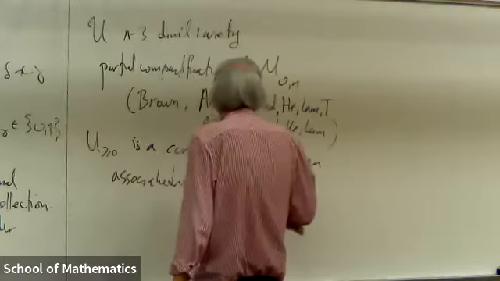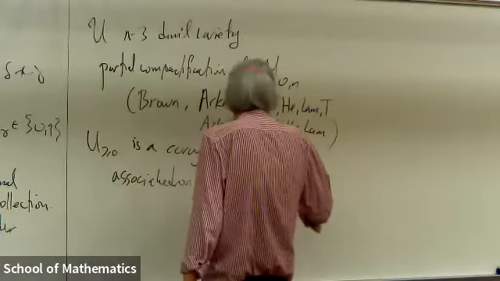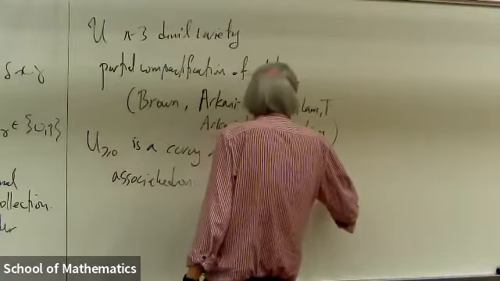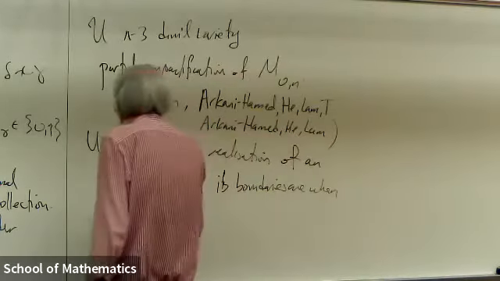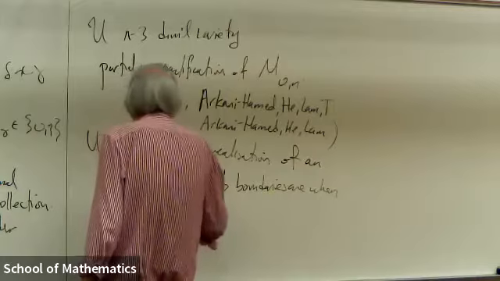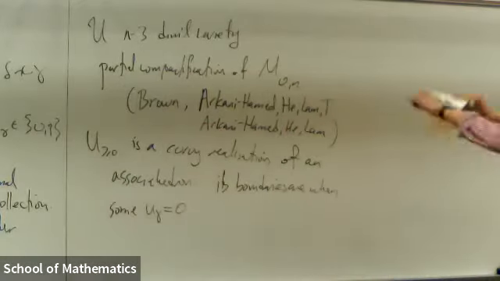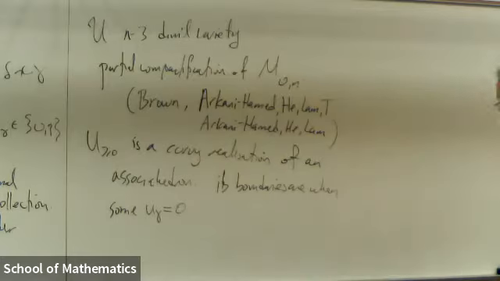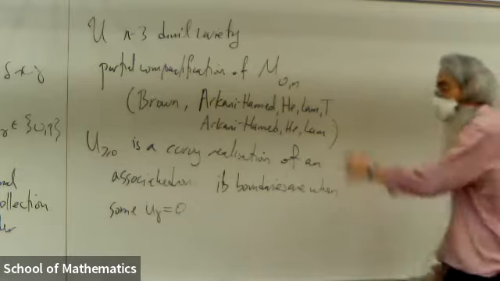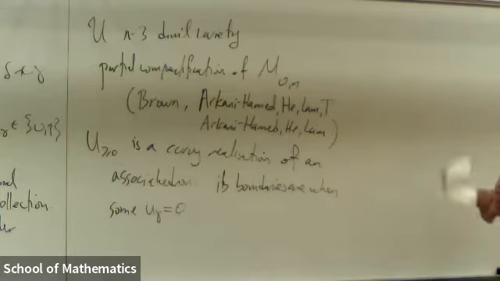Its boundaries are where some U gamma is zero. So those are the different codimension one facets. And as I said, the vertices are the triangulations. And so the combinatorics of this is the combinatorics of the associahedron. Okay.